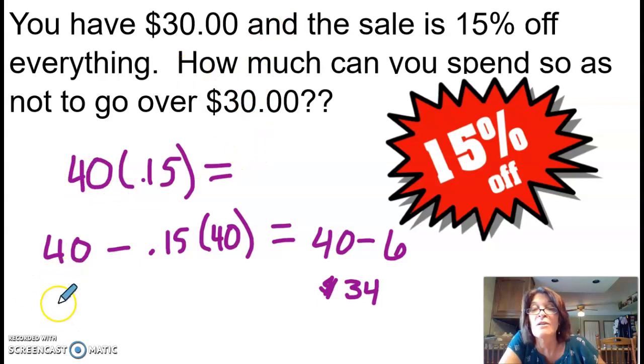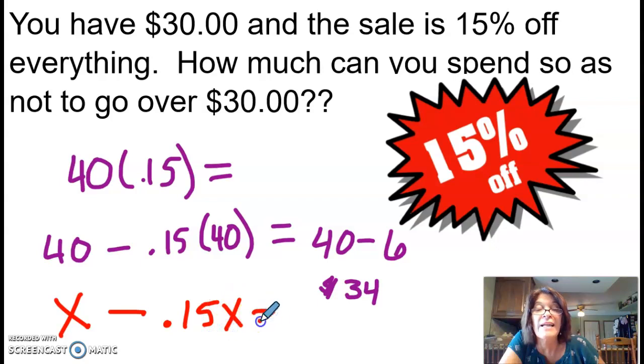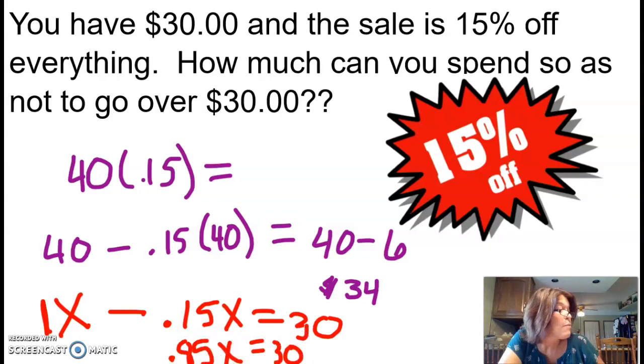Okay, so I'm going to let $40 be X. X minus 15% of X, that can't go over 30, right? I only have $30. X minus 0.15, so that's 1X minus 0.15X, that's 0.85X. So my last step would be to take the 30 divided by 0.85. Get your handy dandy calculator. Let's see. 30 divided by 0.85.